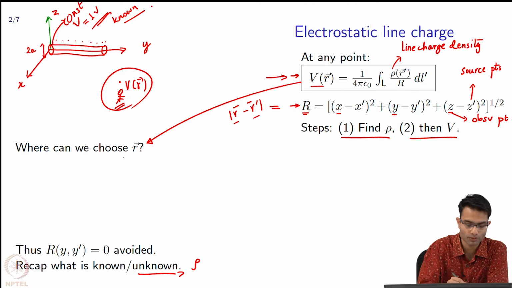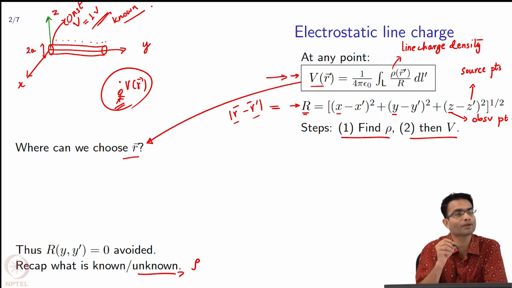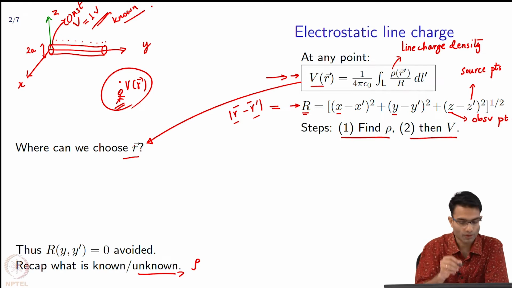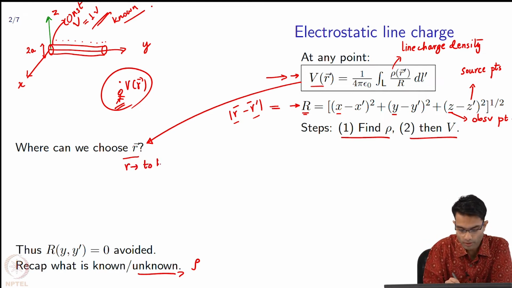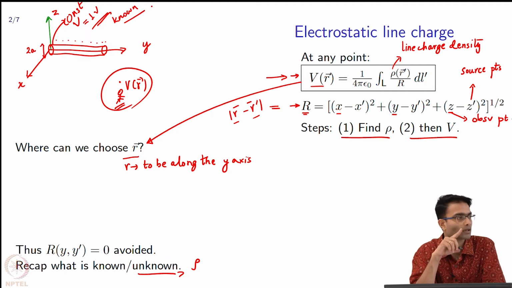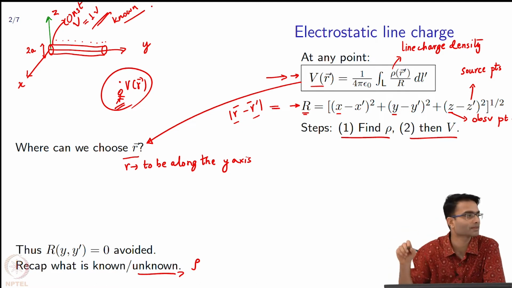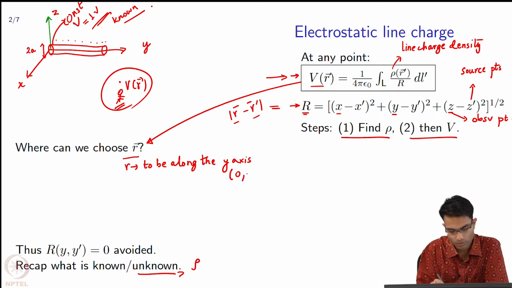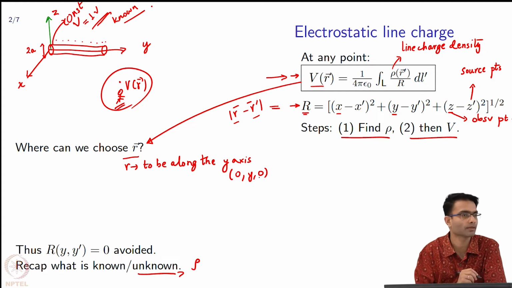So what we can do is we can choose this R to be at a point where I know the voltage. So if I choose this R to be along the y axis, so how will I characterize any of these points? What will be the x, y, z coordinates of a point that goes along the y axis? 0, y, 0, right? For different y, and y is going to vary from 0 to L, right? So this is my R.